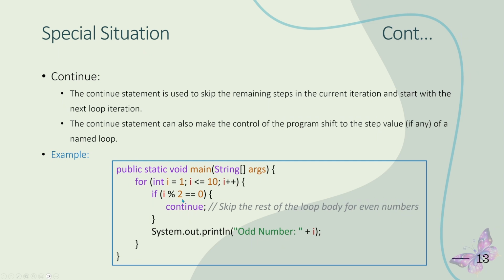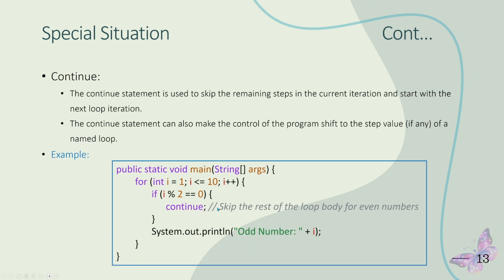Here, this condition, actually what it will do, whenever i's value is incrementing and it becomes 2, that means this condition is true. So it will not print the i's value as an even number. So it will not print 2.